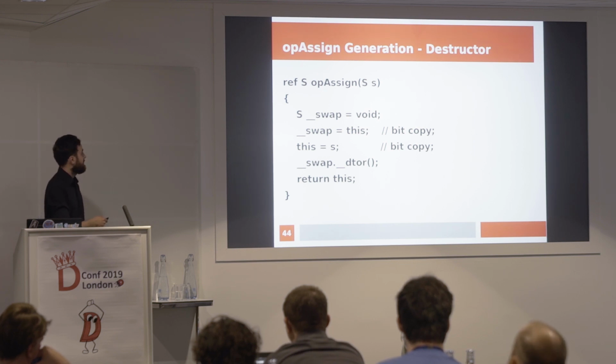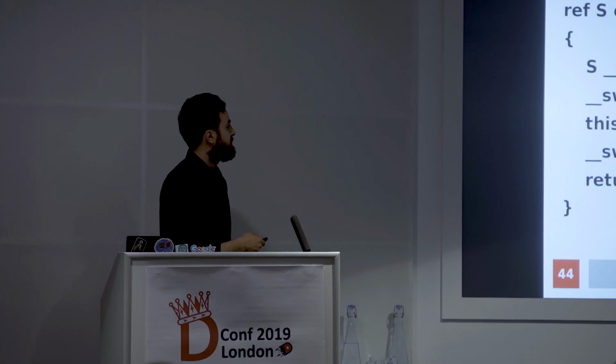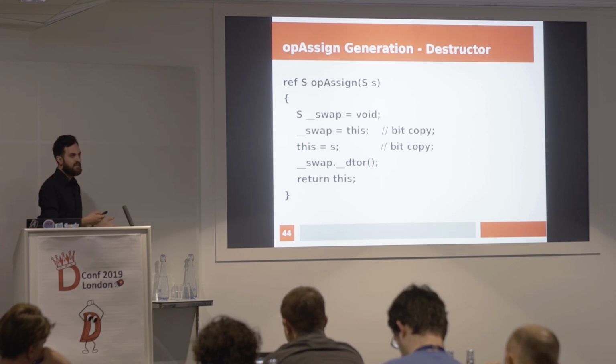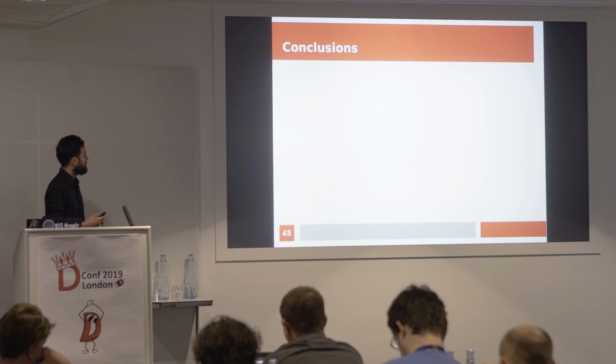What I want to say is that I didn't invent this. This is already being done for the post-blit. So I see no reason why we cannot leverage this and also implement it for the copy constructor. I guess that an argument can be made that I know some people that are not very fond of the compiler generating operators for them. But I guess it's still an open discussion.